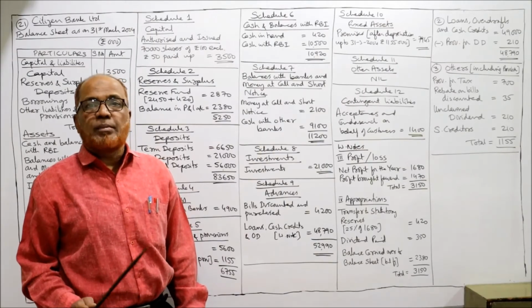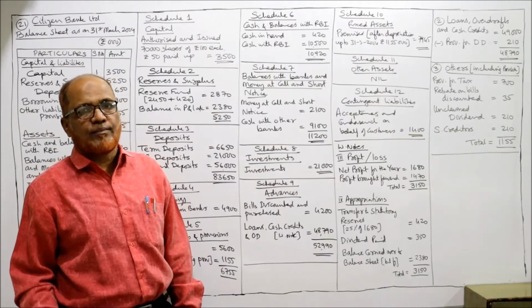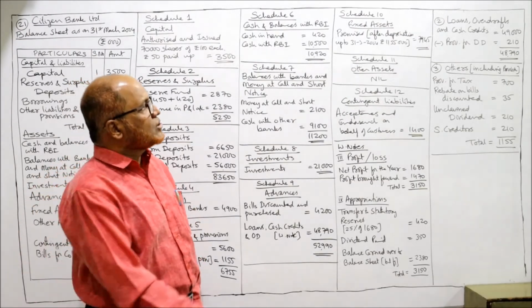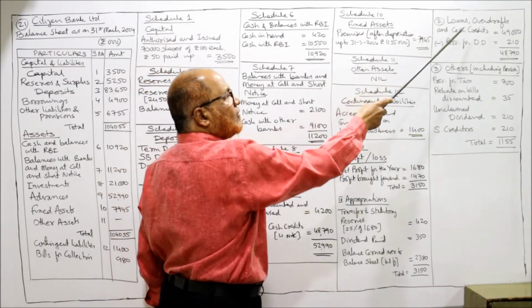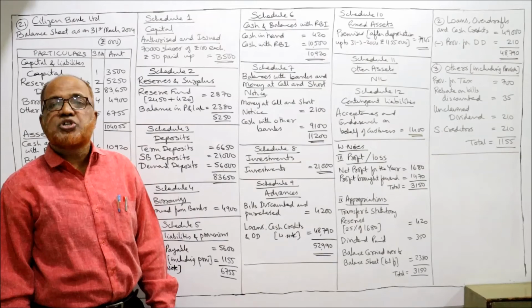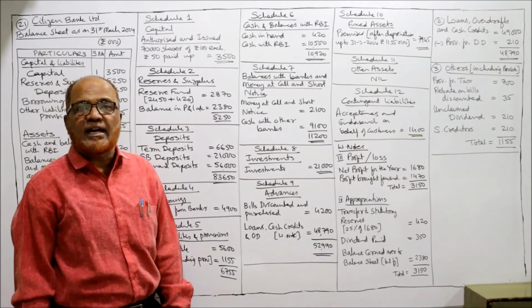Provision for doubtful debts will be deducted from loans, overdraft and cash credit. The loans, overdraft and cash credit are given 49,000. From that we deduct provision for doubtful debts. The provision for doubtful debts is 2,10,000.